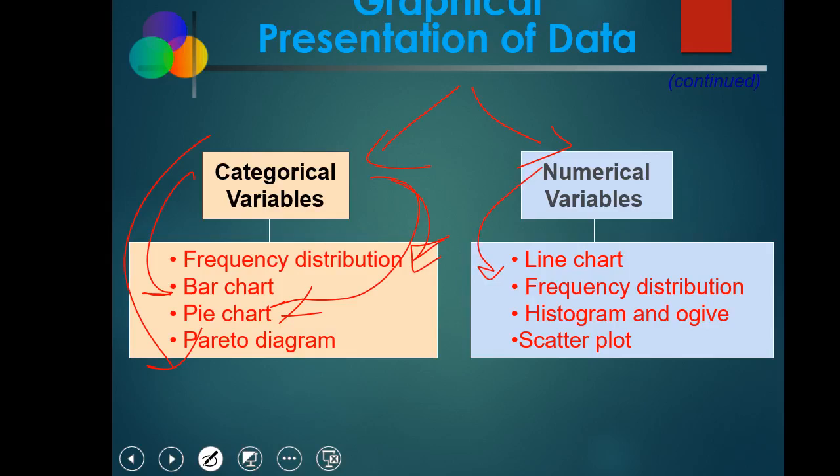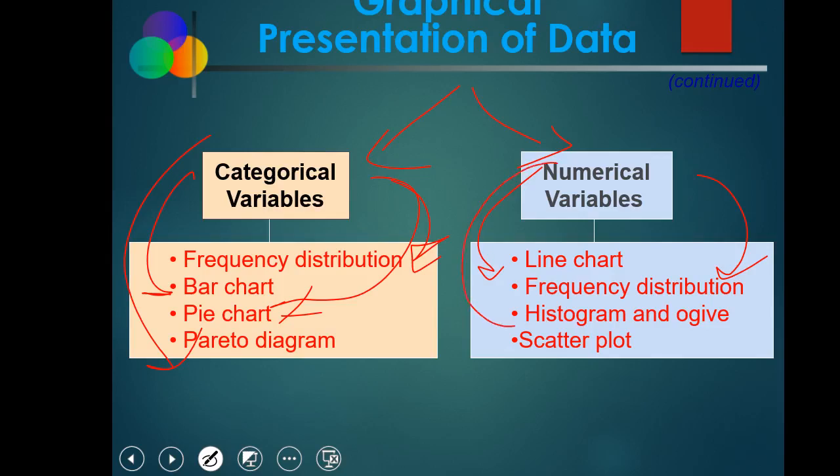Line charts are very basic to represent numerical variables. Frequency distributions are like probability distributions. If we transform the frequency to relative frequency and then plot that, it gives us a probability distribution diagram or relative frequency distribution diagram. We will talk about that later when we discuss normal distribution.